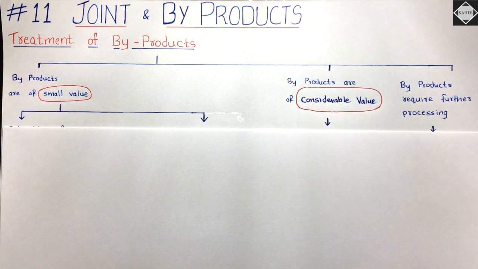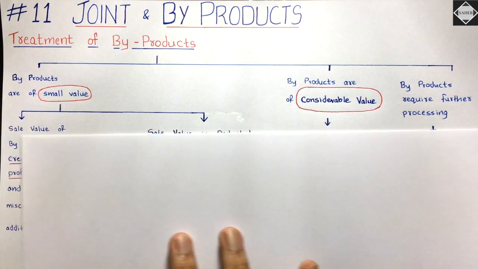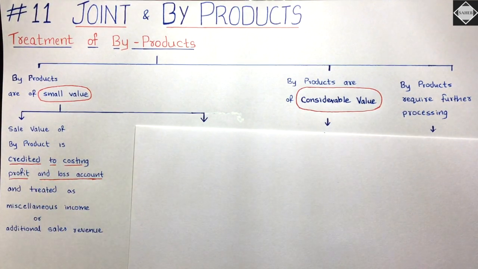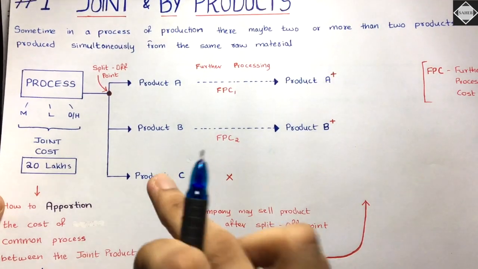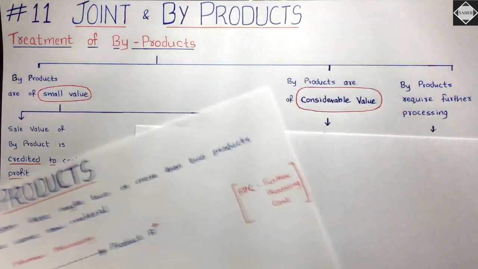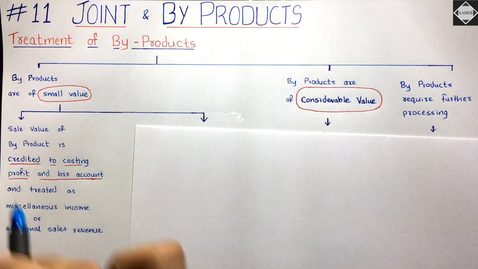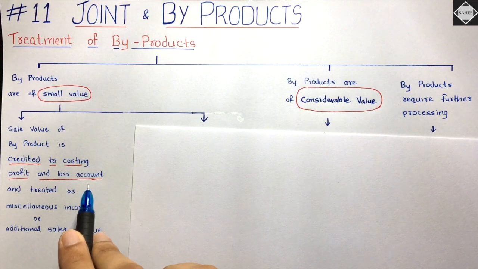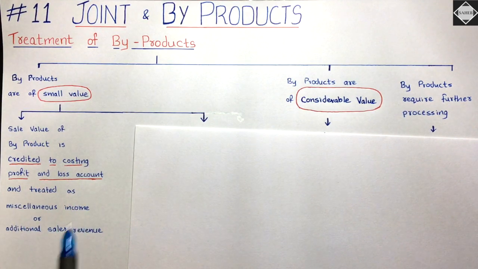We understood how to identify whether it has small value or considerable value. But now what we have to do if it has small value, let's see that. You have two options if it has small value. The first option: the sale value at split off of that byproduct, whatever it is, let's say 5,000 or 500 rupees. Small value. What you will do is credit the sale value of the byproduct at split off to the costing profit and loss account and treat it as miscellaneous income or additional sales revenue. Simply you will treat it as miscellaneous income.